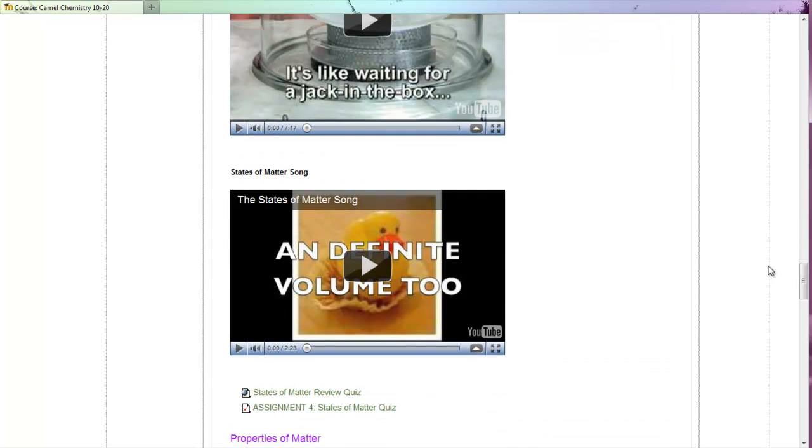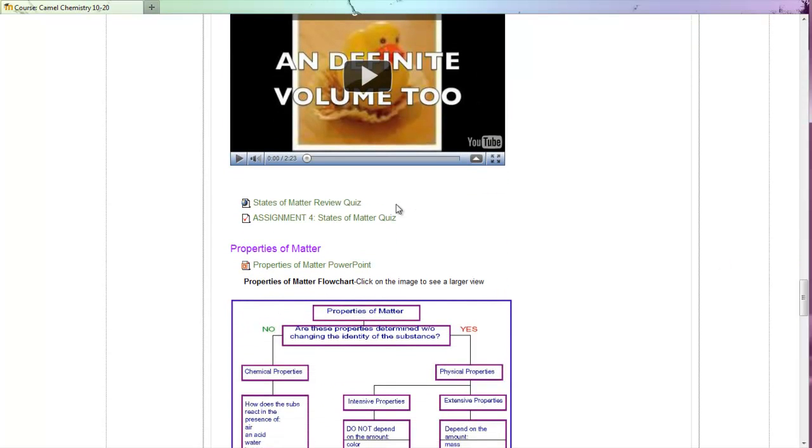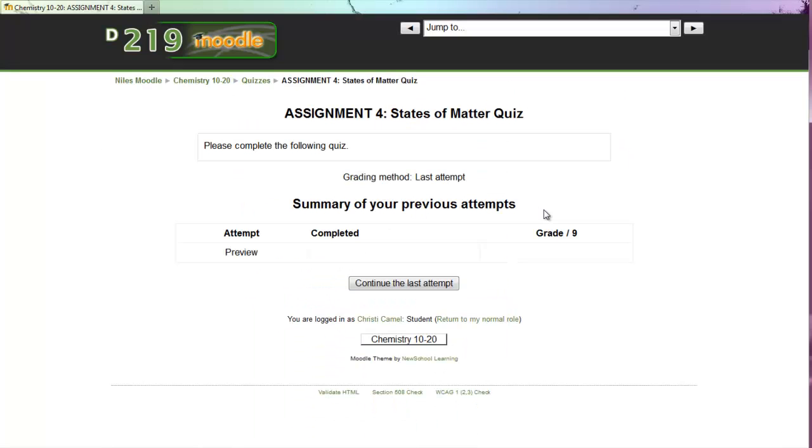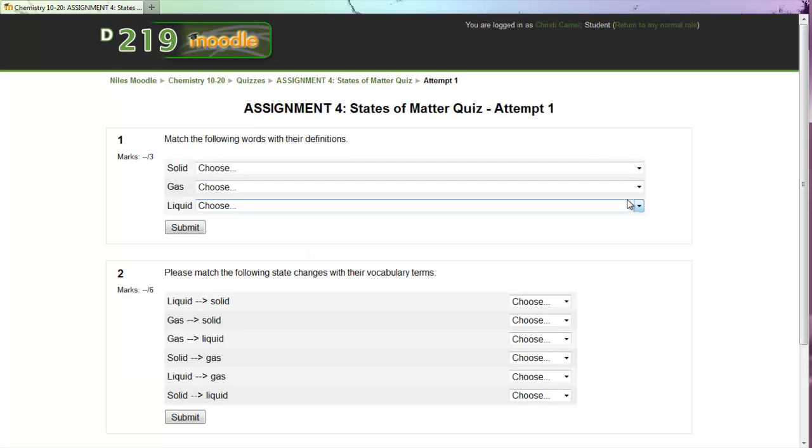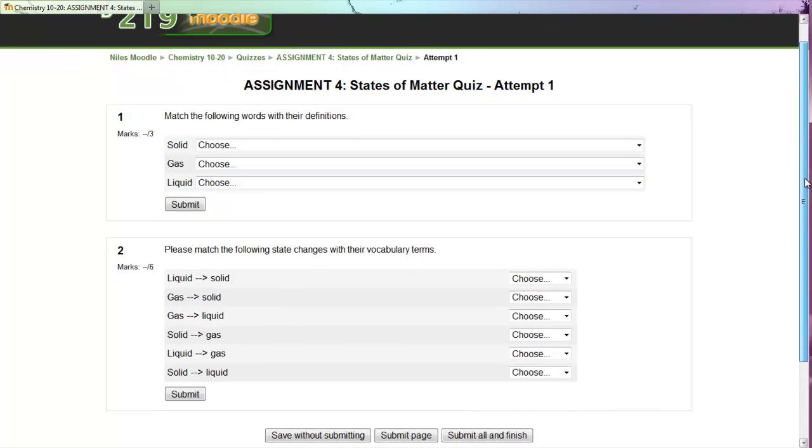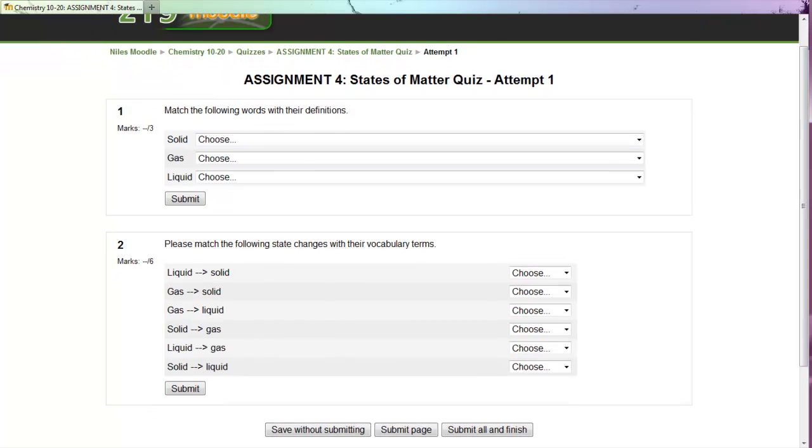I also try to make sure to include some fun videos that really get the students interested in the chemistry. Here, there's a States of Matter song. Students will both be formatively and summatively assessed. Here is an example of a quiz that was created in Moodle for students.